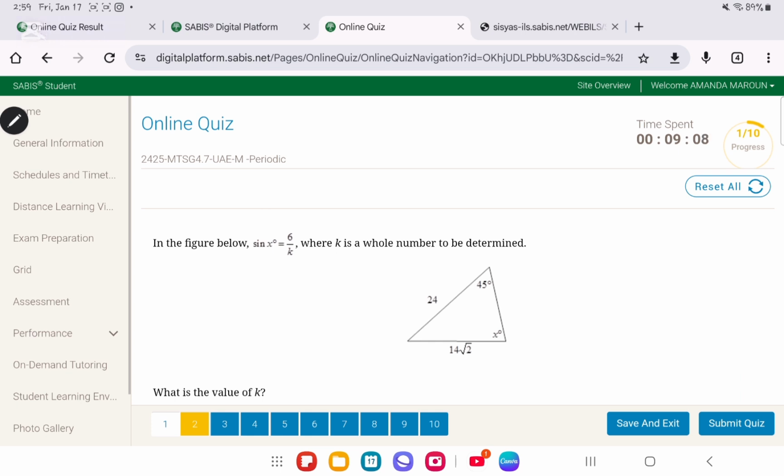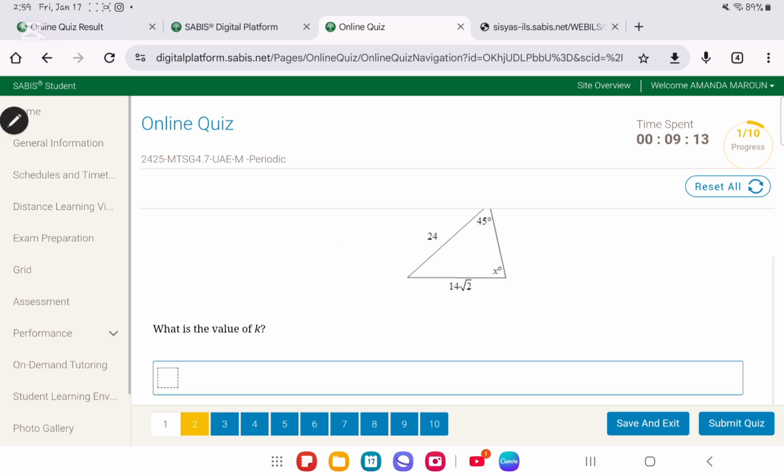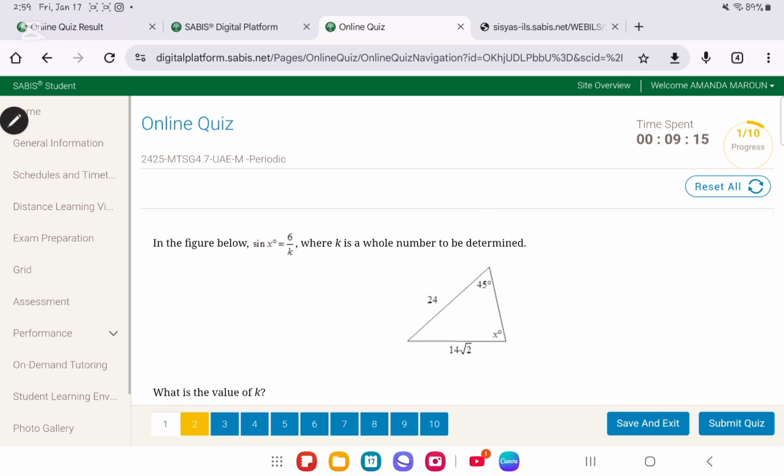So in the figure below, sine x degrees is equal to 6 over k, where k is a whole number to be determined. Now, what is the value of k? So very simply, to find the value of k, we just need to find x, and on the calculator, we will put sine of x. But how exactly do we find x degrees?